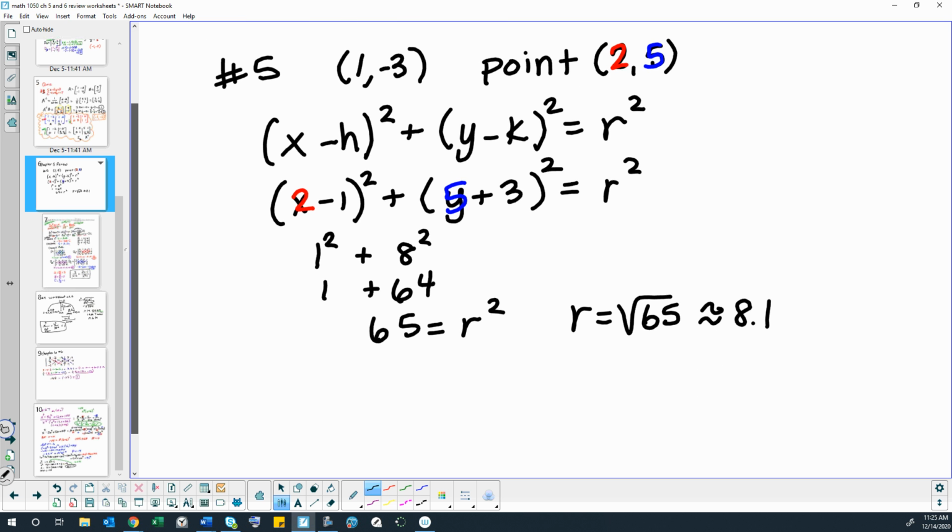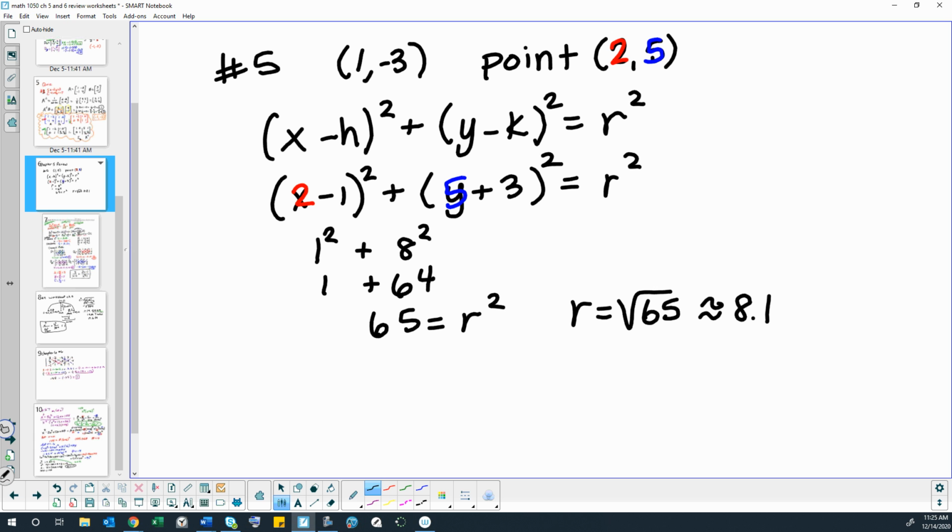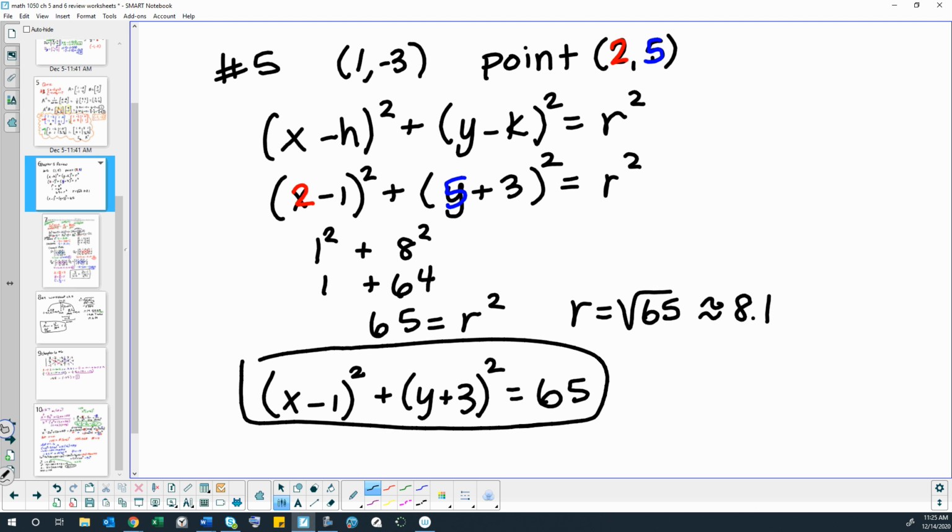So the question says, find the standard form. We're not actually graphing it, so we don't really care about that. All we really care about is having the equation. So (x minus 1) squared, so what I had in there before I plugged the other numbers in, plus (y plus 3) squared equals 65. So that is r squared, which that way we don't have the square root in there because it's the squared version of it, not just the r, right? So there's our standard form. Does that agree with my answer, Keith?